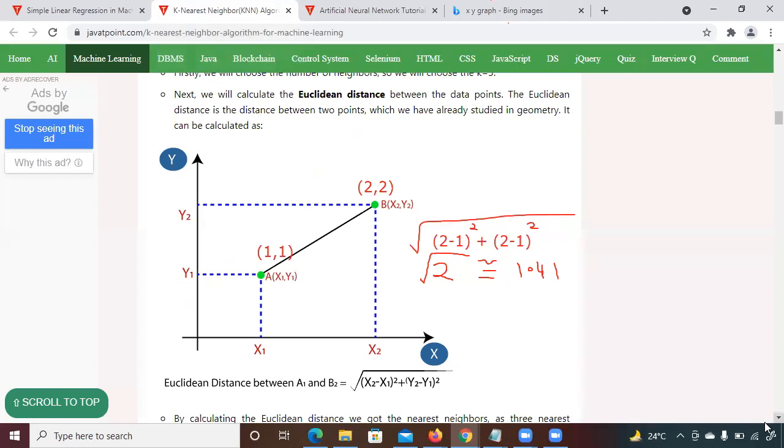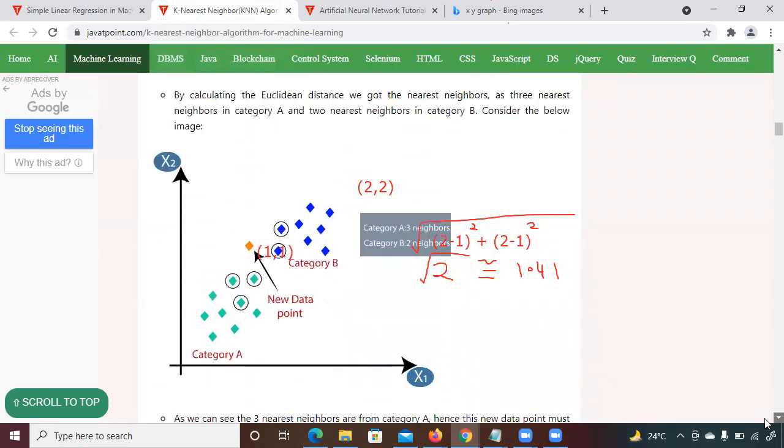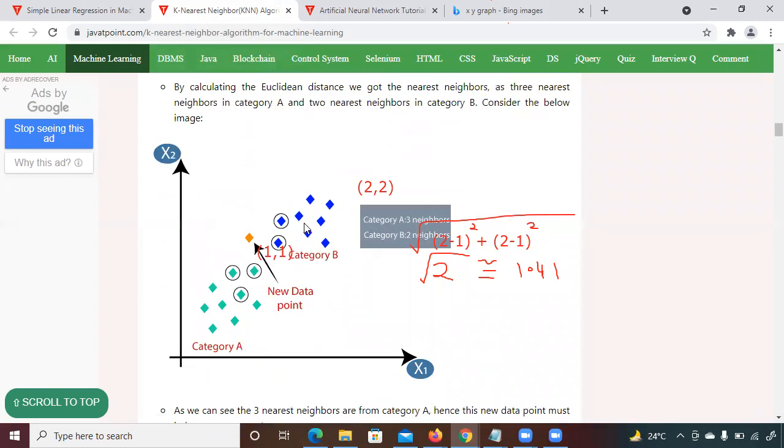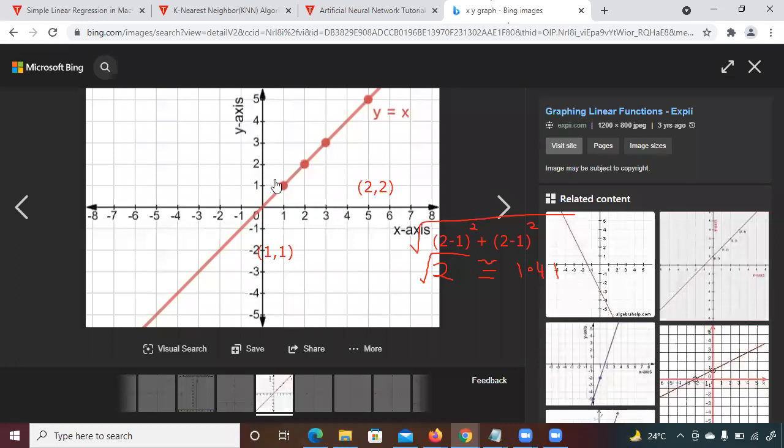Okay, great. So this is how it works. We're going to find out the distance, and based on whichever distance is smaller, we decide. Here I've shown you two data points. Suppose you want to find it out for k equal to 3.